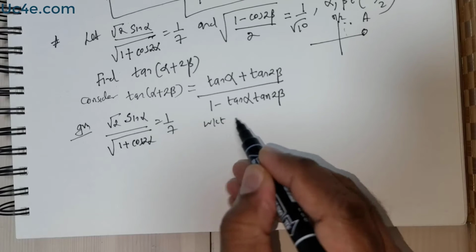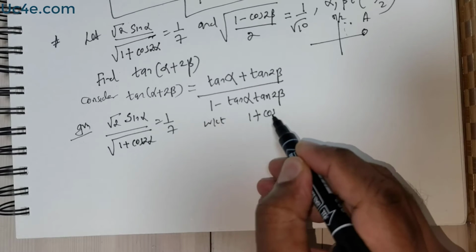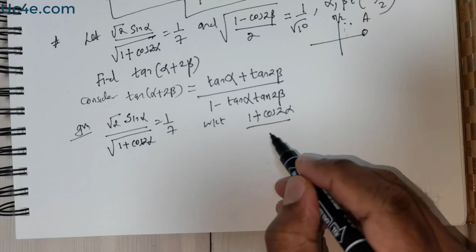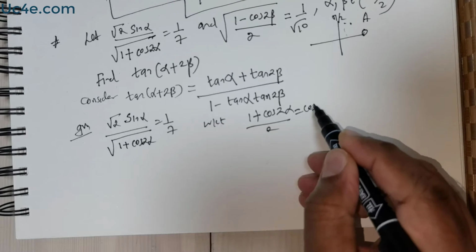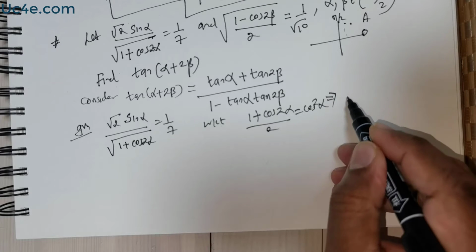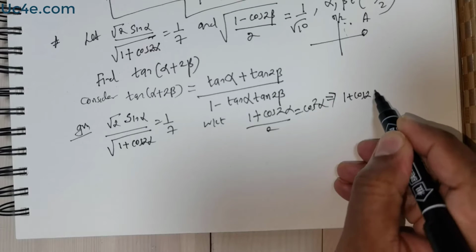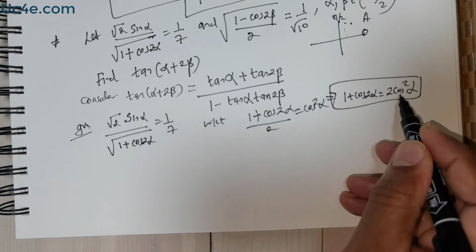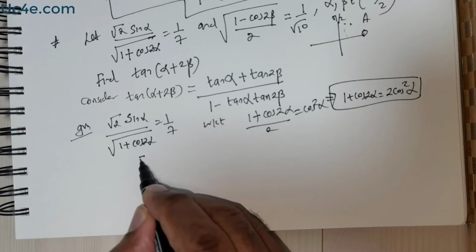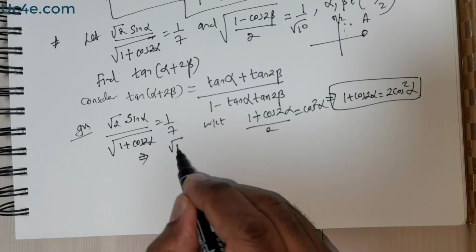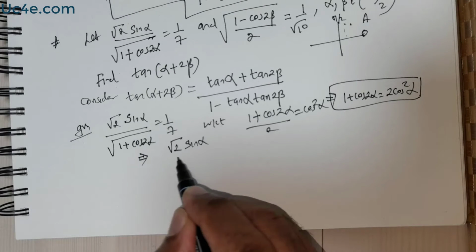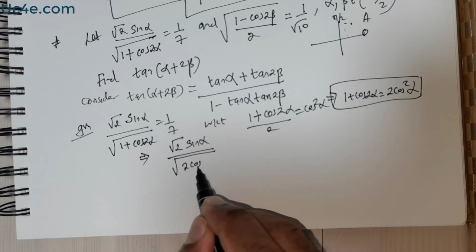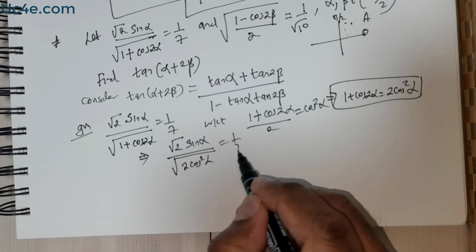Now what do we know? We know that 1 plus cos 2 alpha divided by 2 is equal to cos squared alpha. So from here we know that 1 plus cos 2 alpha is 2 times cos squared alpha. So I would be utilizing this over here. So this would mean I now have root 2 sine alpha divided by root of 2 times cos squared alpha is equal to 1 over 7.